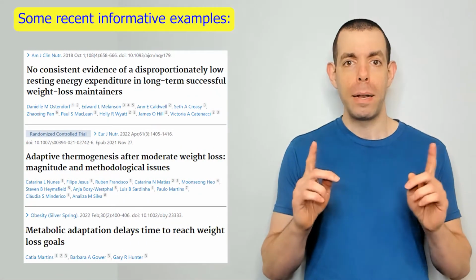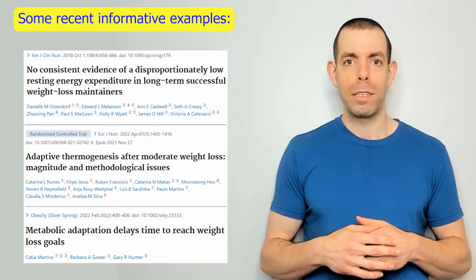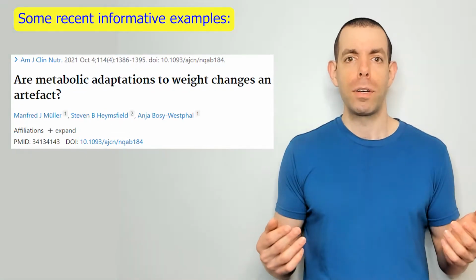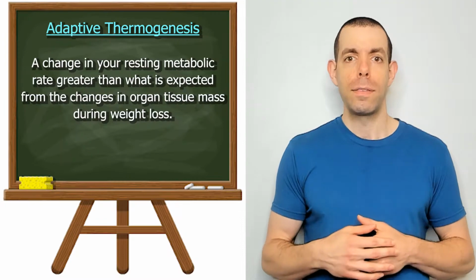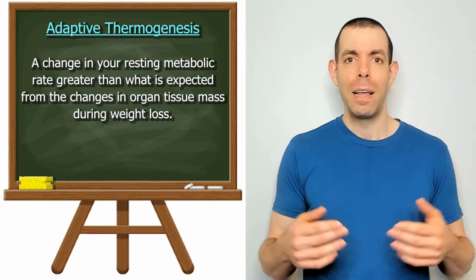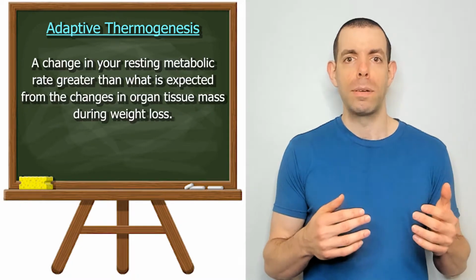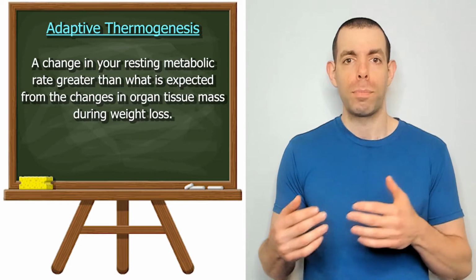There have been many studies that evaluate this, and what many of them find is that the actual decrease is greater than what would be expected. Part of this may be due to artifact, just by not measuring all the changes in organ tissue size perfectly. Nonetheless, this effect has been fairly consistently seen in many different studies, and has typically been termed adaptive thermogenesis, or a metabolic adaptation to the weight loss process.